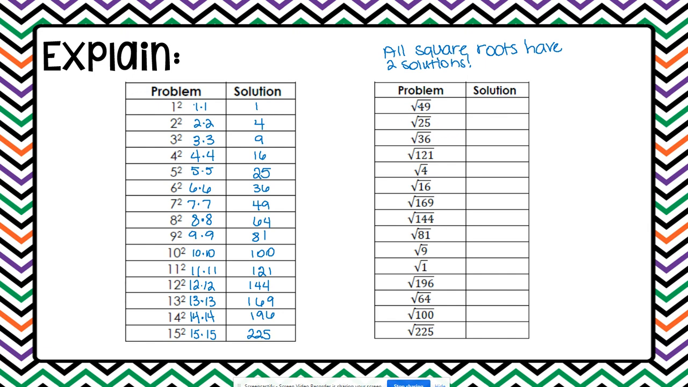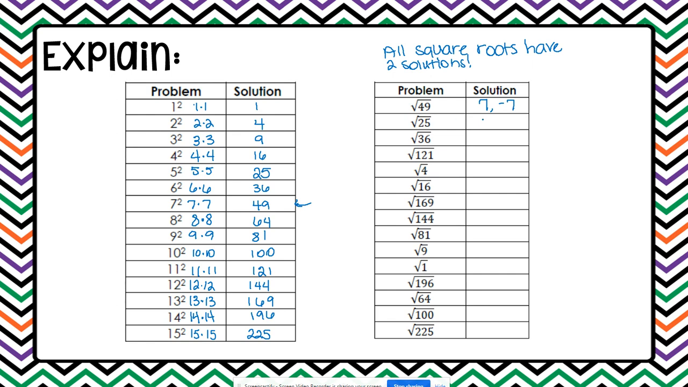So the square root of 49 is what number multiplies by itself to give me 49. Well, we know that 7 multiplies by itself to give me 49, so our solution is positive 7 and negative 7. And this is true because negative 7 times negative 7 gives us positive 49.